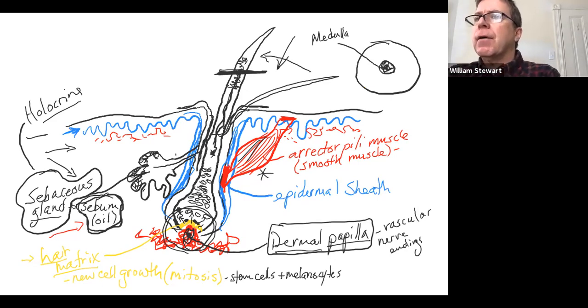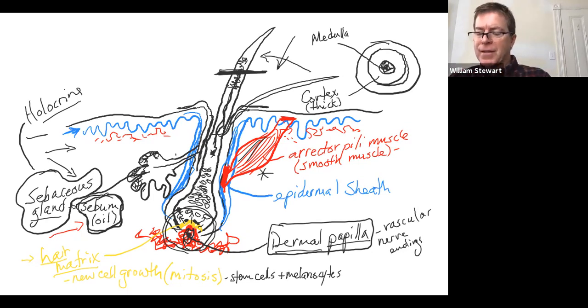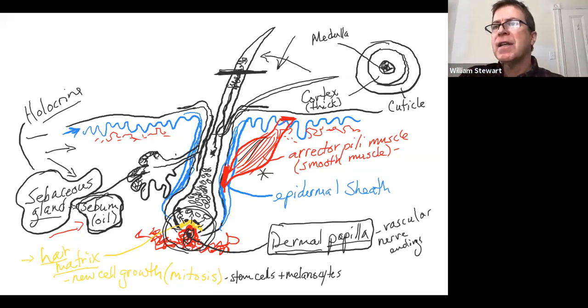Then the second layer out here that I'm drawing around the medulla is called the cortex. It's supposed to be the thickest portion of the hair, so I'm going to write cortex in parentheses, thick. That's the largest volume of the hair itself. And finally, the outer region, which I've exaggerated, it's not nearly this thick, is called the cuticle. The cuticle is super thin. It's a single layer of keratinized cells, and it's the toughest layer. So I'm just going to write thin and tough.